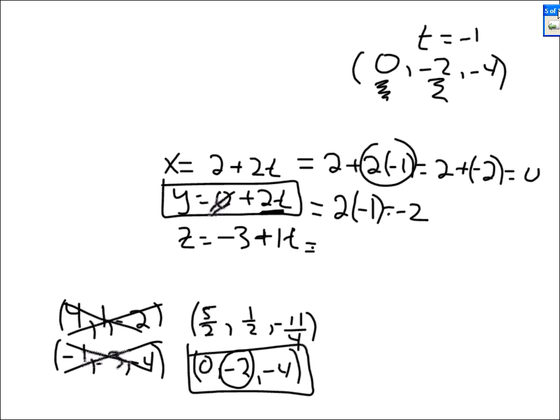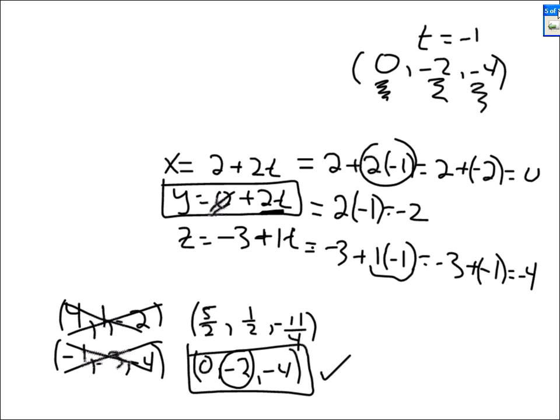Last one. -3 plus 1 times -1. -3 plus -1. That's -4. There it is. That point worked. Now we have to try the fraction one.